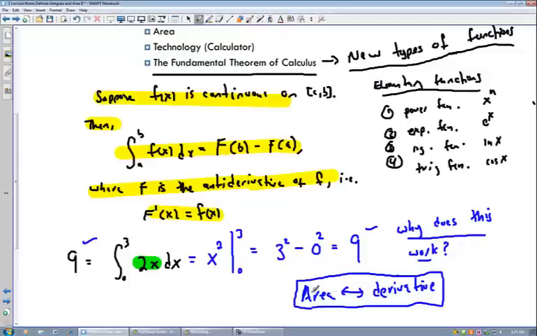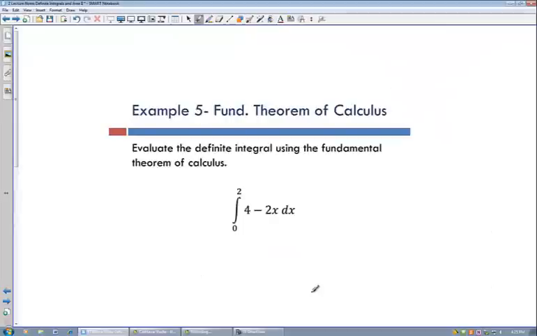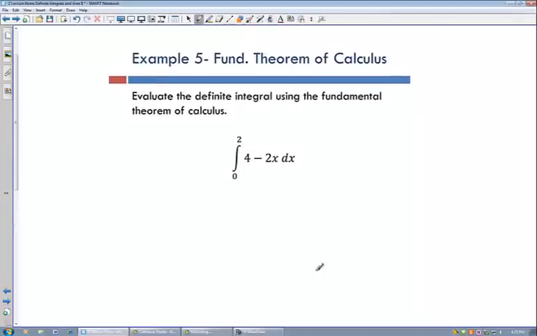But for now, let's just look at our last example, which is the same one we did before. We know that this answer is equal to 4, because we did it in example 3 and example 4. But we want to use the fundamental theorem of calculus to do this. So let's copy this down. I have the integral from 0 to 2 of 4 minus 2x dx. So I have to think, do I know a function whose derivative is 4? Hopefully you say, oh yeah, that would be 4x. And then minus, do you know a function whose derivative is 2x?